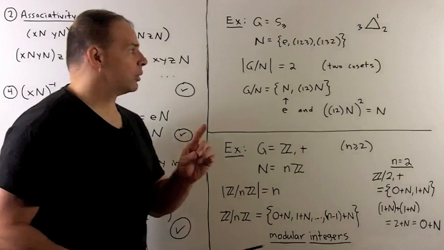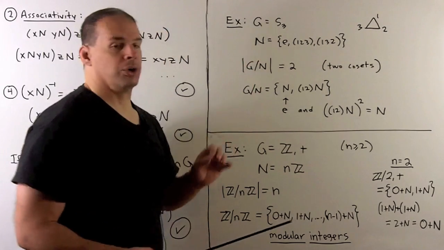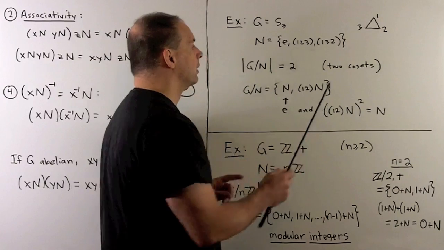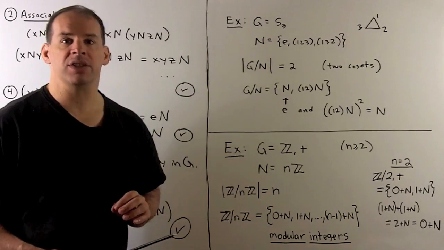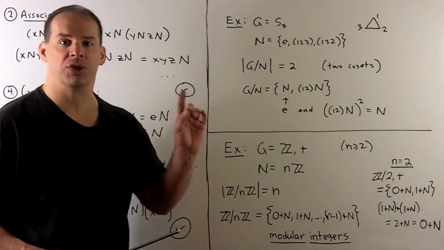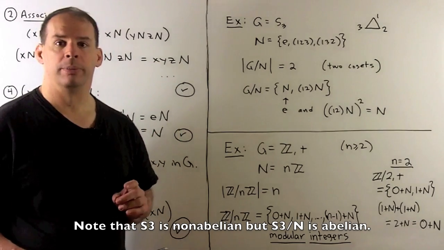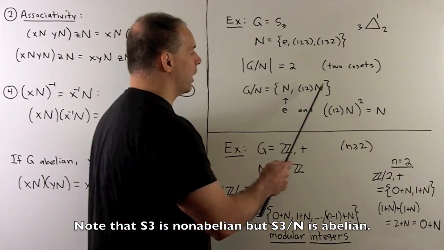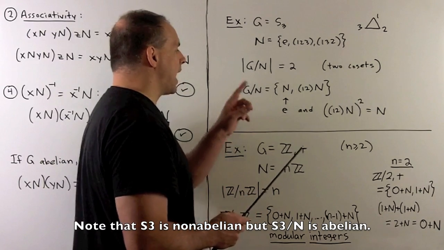For concrete examples, we'll take our usual S3. We take the subgroup of rotations. Here we have two cosets, so the order of G mod N is 2. So we have a 2-element group. Those elements are N and (1 2)N. So as a group, what's happening here?